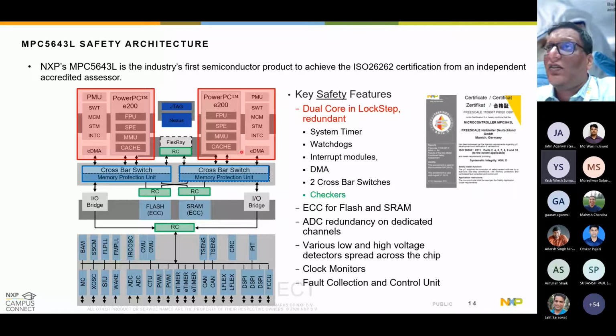For the power supply, we have low voltage and high voltage detectors. Within the power management unit, we have the low voltage and high voltage detectors, which are spread all across the chip. They keep on monitoring the voltage and indicate to the driver or to the system that something has gone wrong with the power supply of the chip.